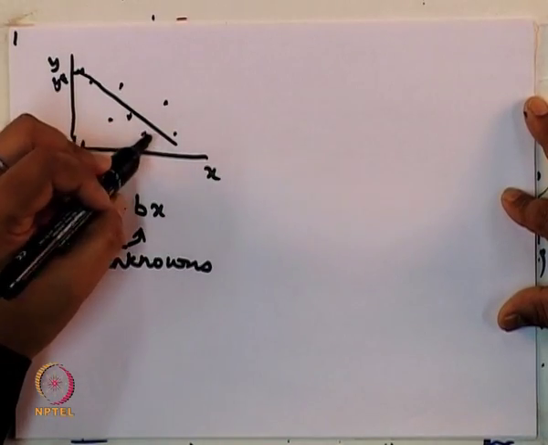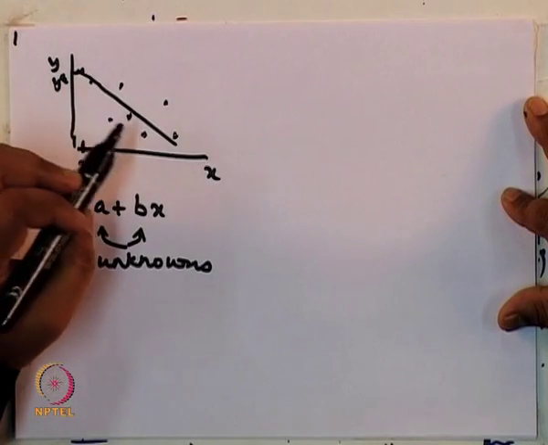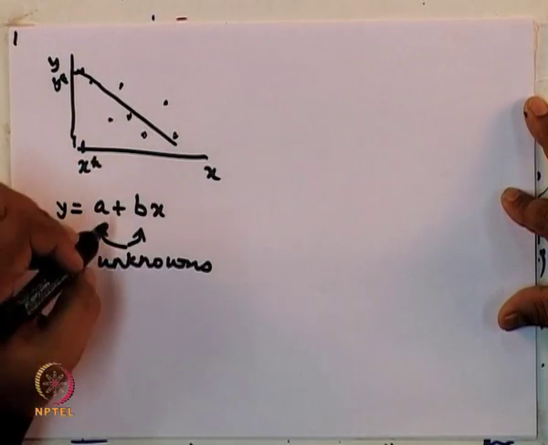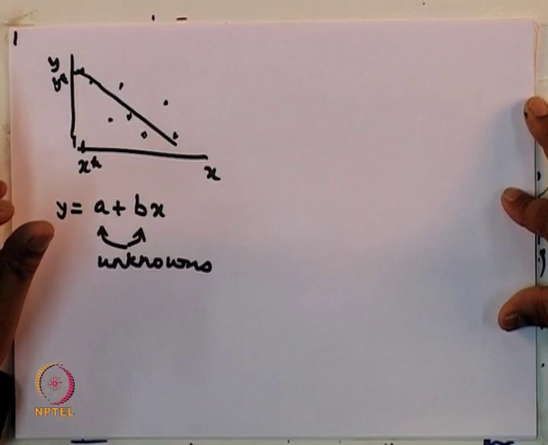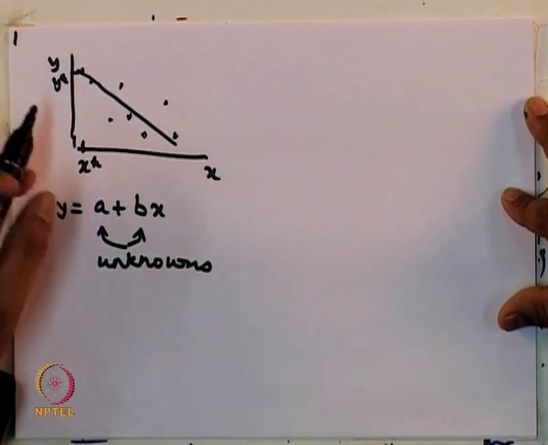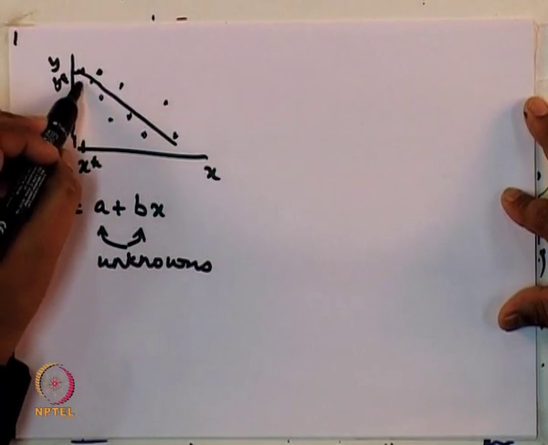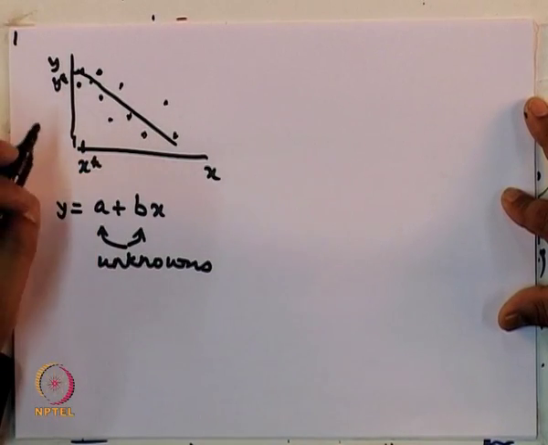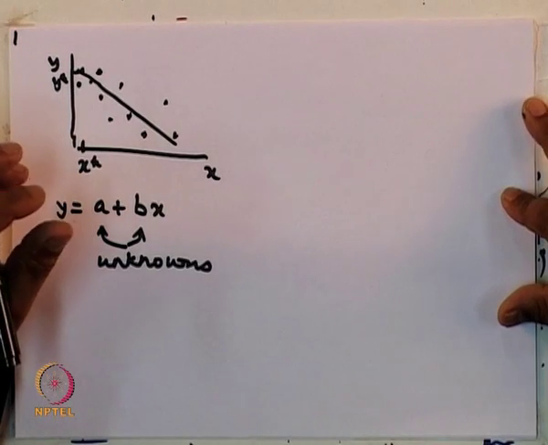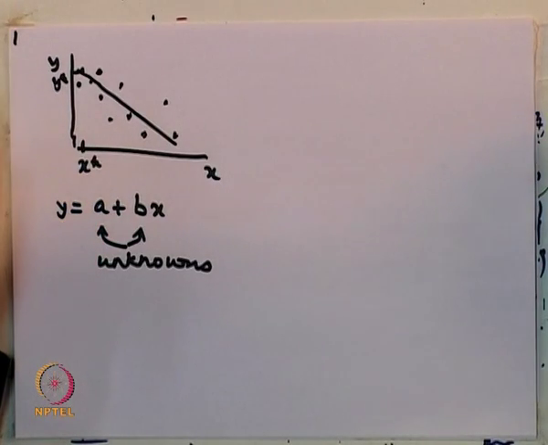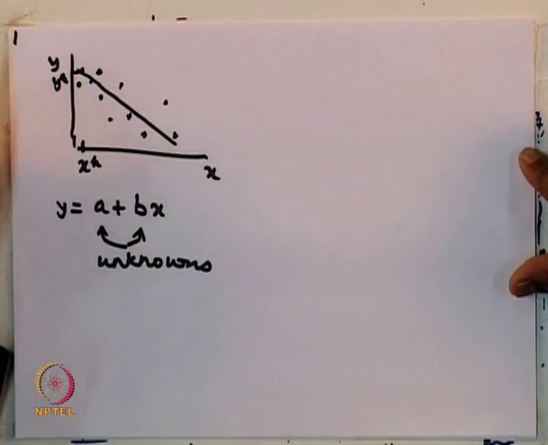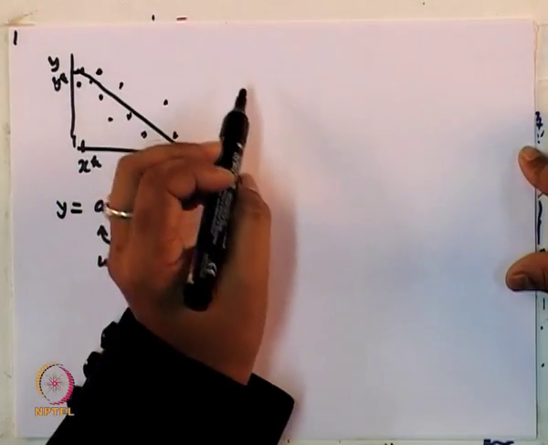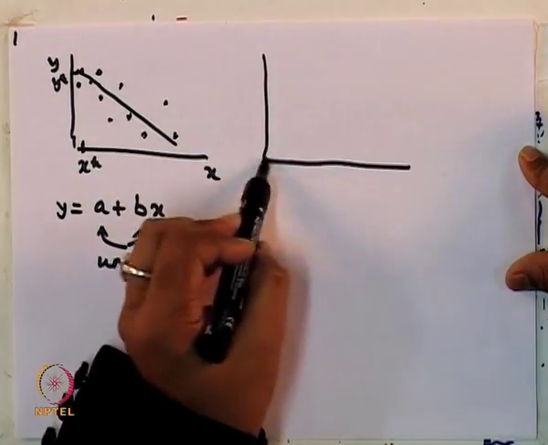If you had only 2 points, then a and b would be uniquely determined. But when you have multiple points, then there are infinite solutions for the choice of a and b, and that is what brings us to linear regression. How do we go about finding the equation of a line which we think is the best representative of this data? Okay. So, one of the strategies followed is to minimize.